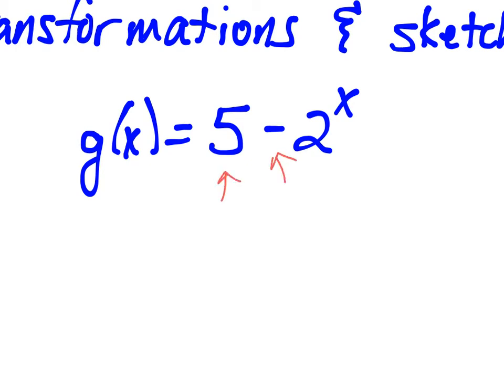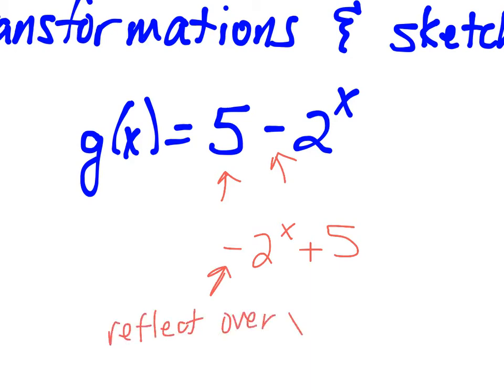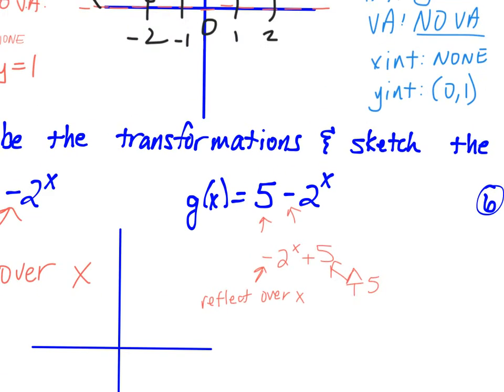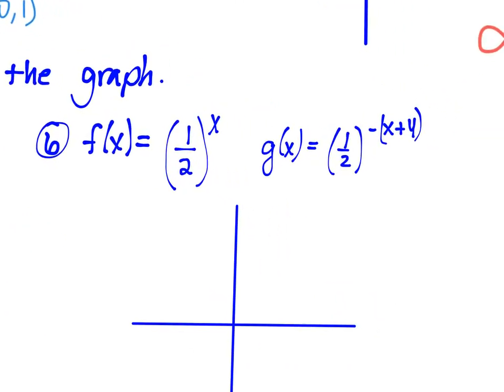You can leave it like this, or you could rewrite this as what? How can I rewrite this where my function is first? -2 to the x, what? Plus 5. If that makes it easier for you to see, then do that. So my negative out in front means I do what? Let's reflect over the x. Reflect over x. And then what does this plus 5 mean? Goes up 5. Horizontal is when it's what? Yeah, you're right. Inside parentheses. Good, good. All right, same thing here.